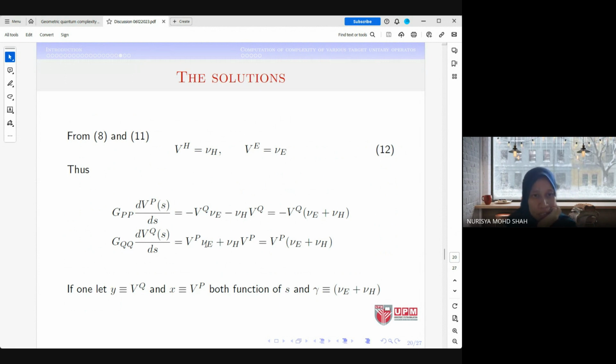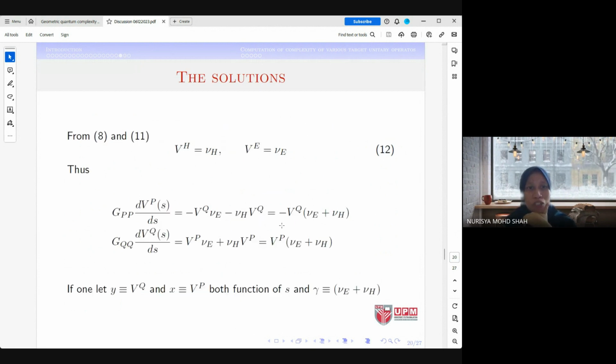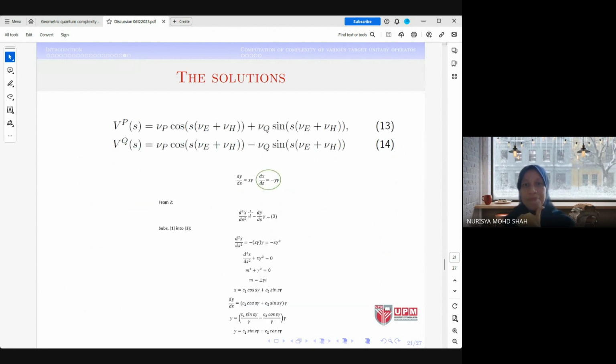So up until here, what I do, let's say you let y equals VQ, x equals VP, and you set the constant gamma. So you can have the solutions to your VP, VQ accordingly, like the following. Okay. So this is nice because you have plus minus one of them. Okay. So I think this is just mathematics.